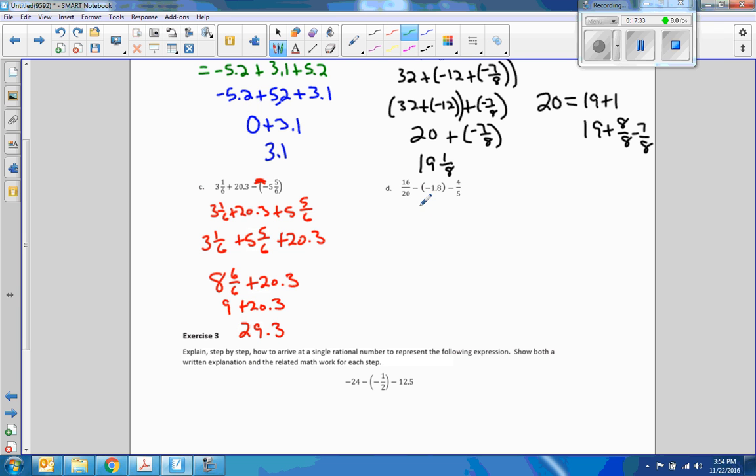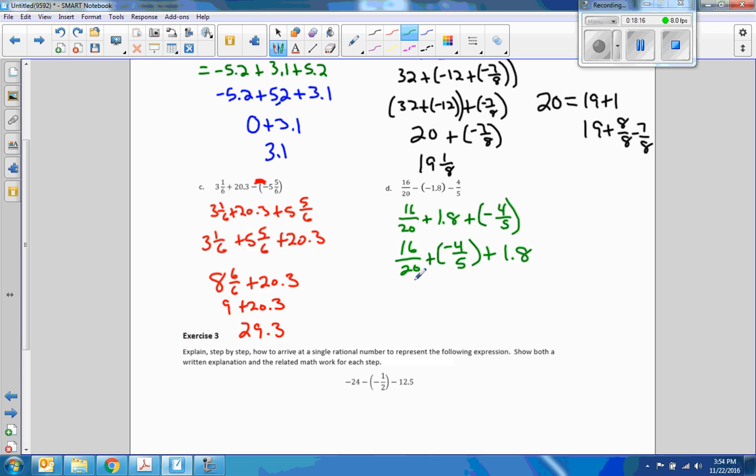Okay, this one here, 16 over 20 minus a negative, so let's get rid of that. 16 over 20 plus 1.8 minus 4/5. But we're changing this to addition, so how about plus a negative 4/5? Okay. 16 over 20 plus a negative 4/5 plus 1.8. I'm putting all my fractions first, my decimal last.